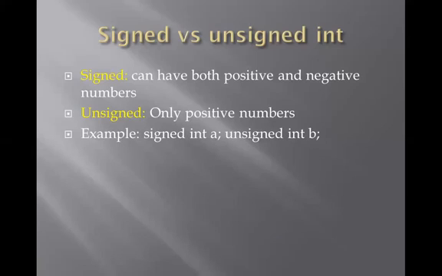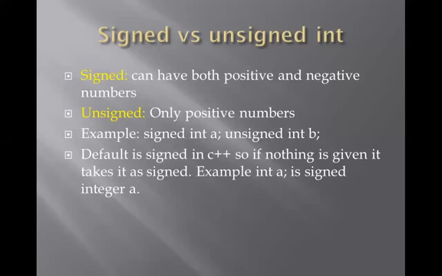Examples are signed int a, unsigned int b. By default, C++ takes an integer as signed. So if you don't specify and just declare it as int a, it's going to assume that you are declaring a signed int. Okay, so yes, int a is a signed integer a.